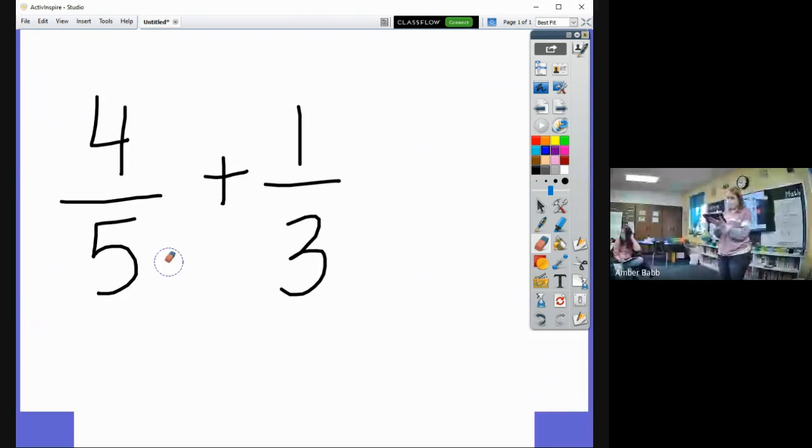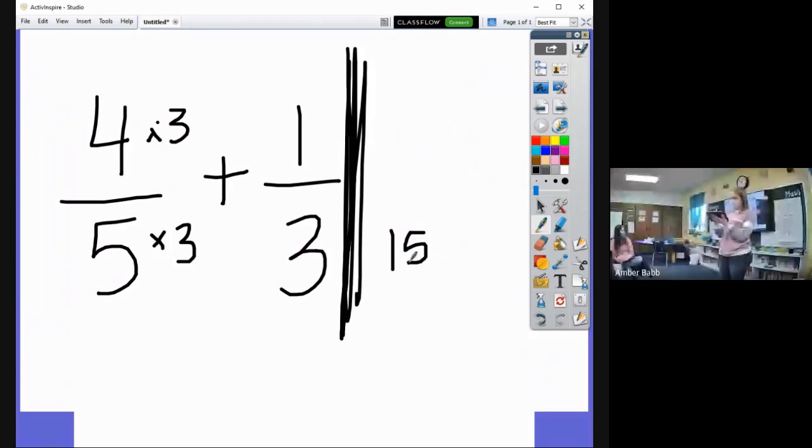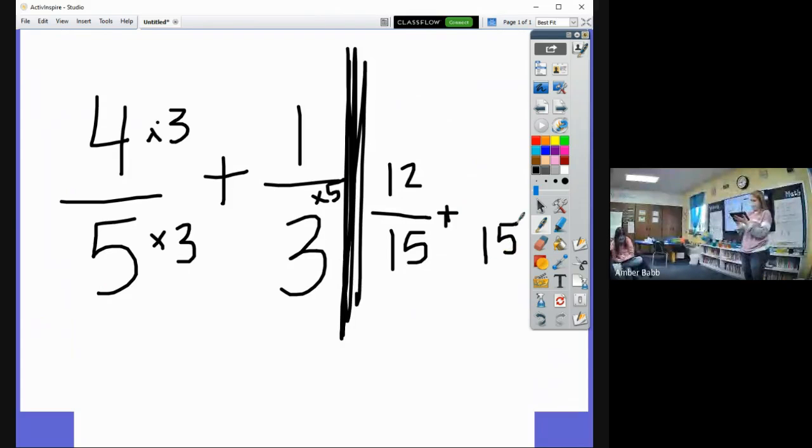And remember, whatever I do to the bottom, I have to do to the top. So 5 times 3, and then I've got to do that to the top, 4 times 3. Okay, I'm going to draw a little line here. 5 times 3 is going to be 15. And then the top of my fraction, 4 times 3 is 12. Then I've got to do something to my other fraction. So this one, I'm going to multiply by 5. 3 times 5 is 15. And then I've got to do the same thing to my top. 1 times 5 is 5.